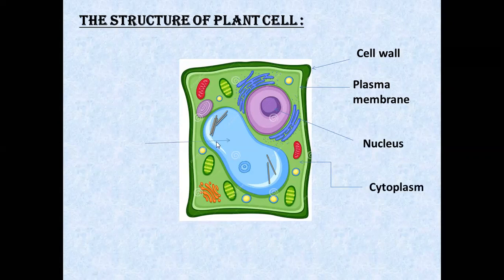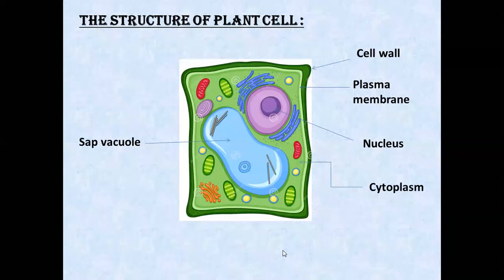And after that, we have this large blue part here. This large part is called the sap vacuole. The plant cell has only one large sap vacuole. Can you see it? It's only one and it's large. This sap vacuole stores the food of the cell. So again, the plant cell has only one large sap vacuole.